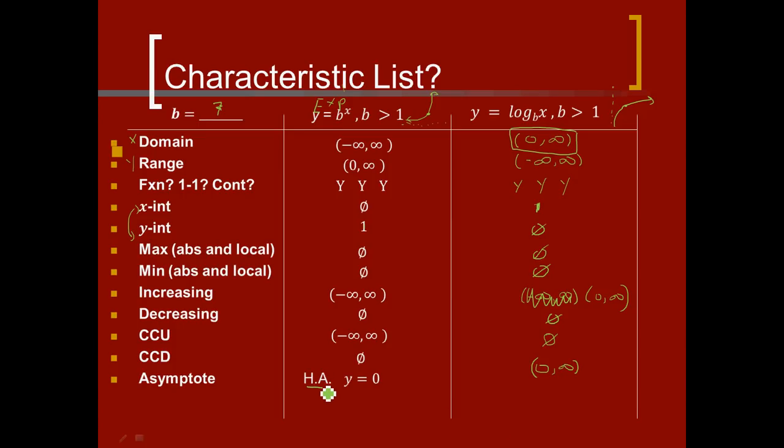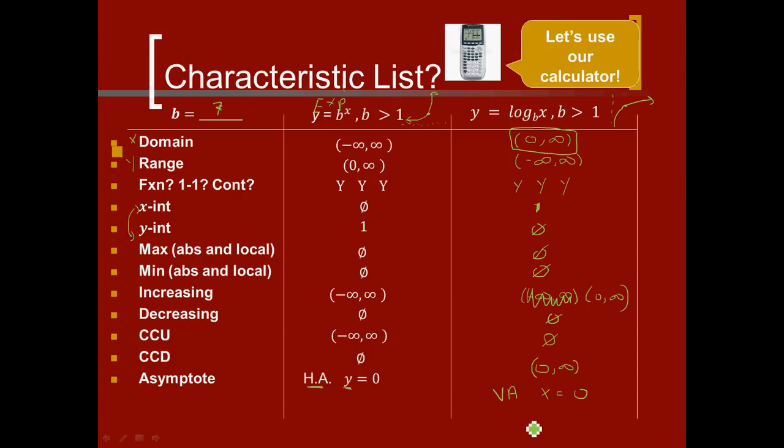I don't have a horizontal asymptote at y equals 0. I have a what? Oh, snap. If you know exponents, you know logs. Because what are logs?